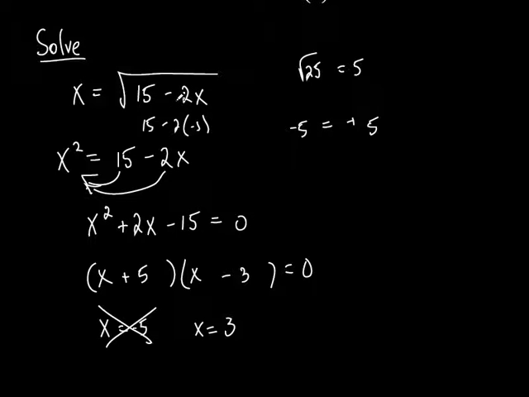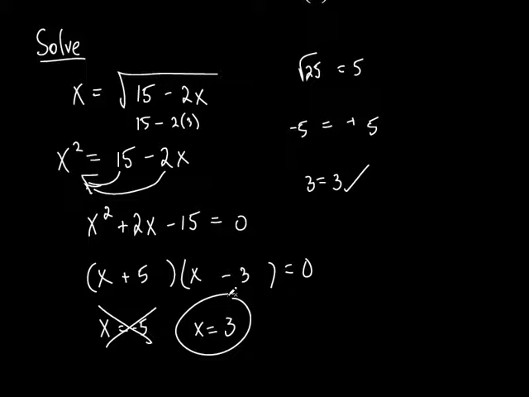All right, let's plug a 3 in and see if that works. So that's 15 minus 2 times 3. 15 minus 6 is what? It's 9, isn't it? And then what's the square root of 9? It's 3. So does 3 equal 3? Yes, it does. So that does work. So I'm allowed to circle that, and that would be my answer.